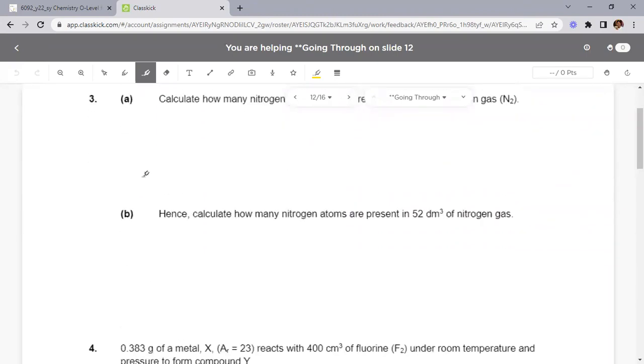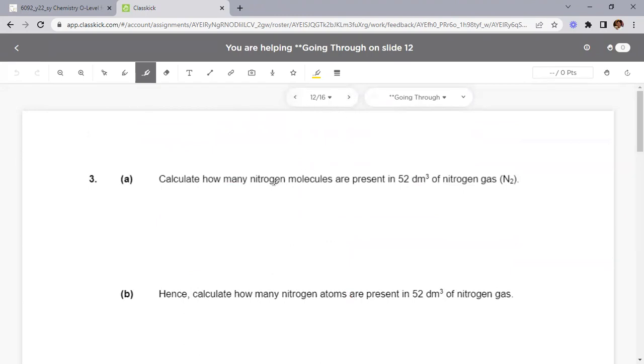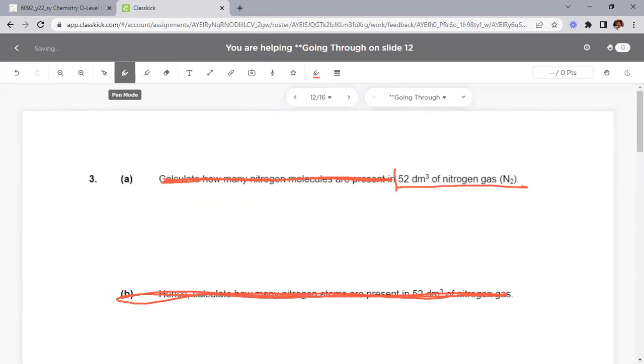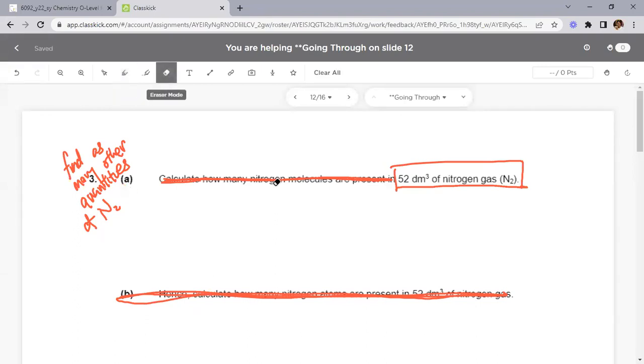Okay, now maybe instead of doing question 3, I want to redo this question. I want to change this. Cancel this out. Cancel this whole thing here. I just want you to start with this 52 dm3 of nitrogen gas. I want you to find as many other quantities of N2 as possible.